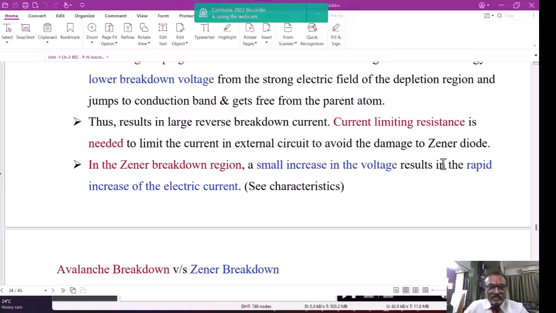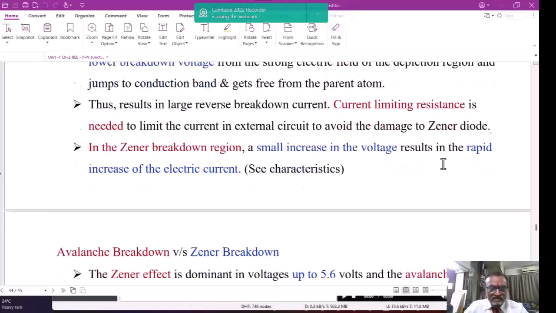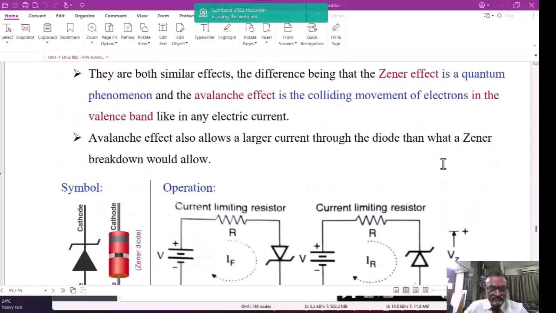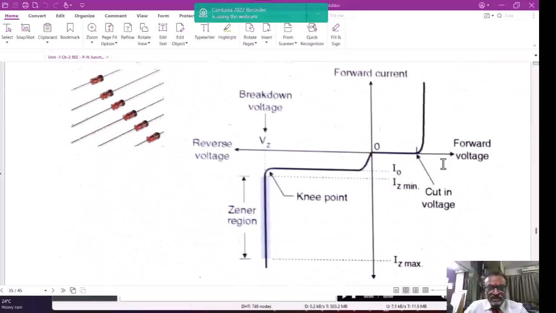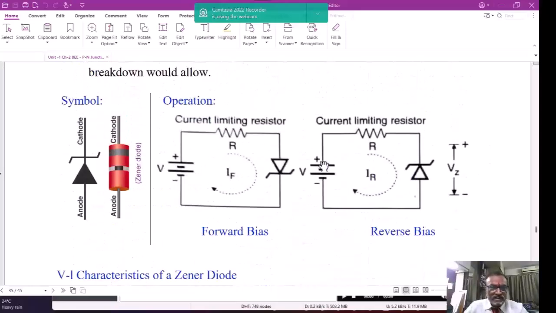In the reverse breakdown region, the Zener breakdown region, a small increase in voltage results in a rapid increase in the electric current. Let us see the characteristics shown here. We will come back to the characteristic again.